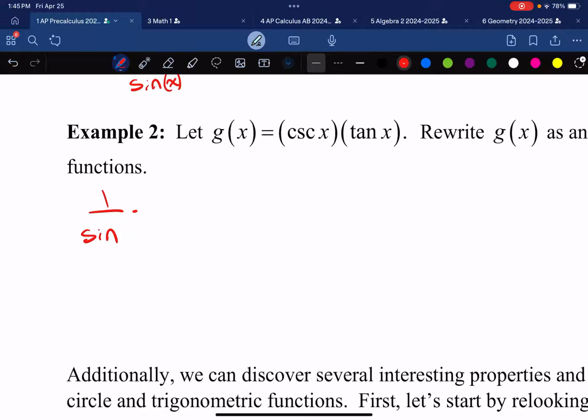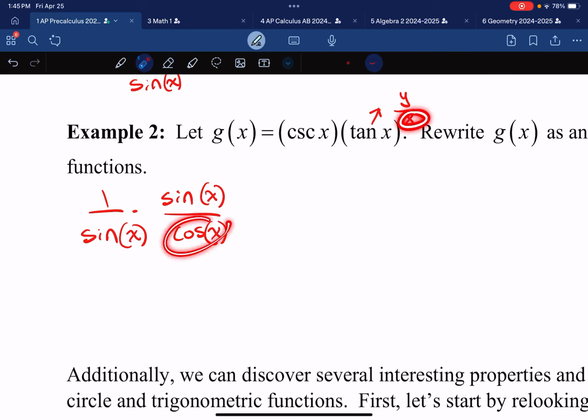Well, tangent is the same thing as writing, I just happen to remember that tangent is like slope. Slope is y over x. Y is the sine, relation of x. X is everywhere. So it's going to be sine divided by cosine. Cosine always gives me the x coordinate. That's how I know cosine went to the bottom.